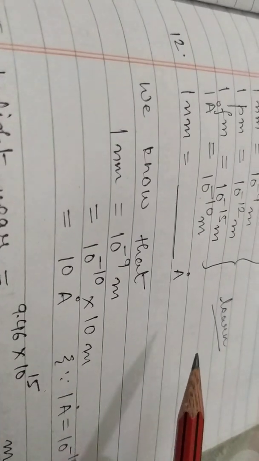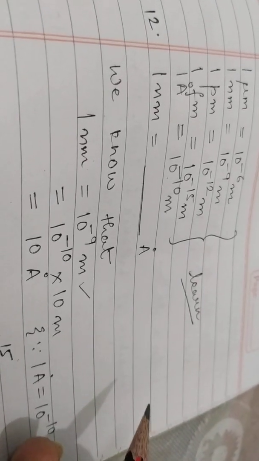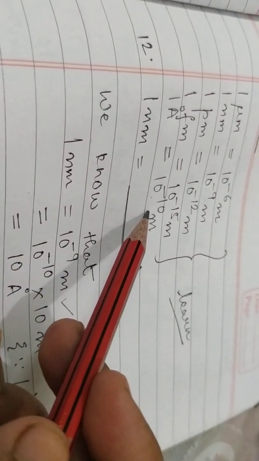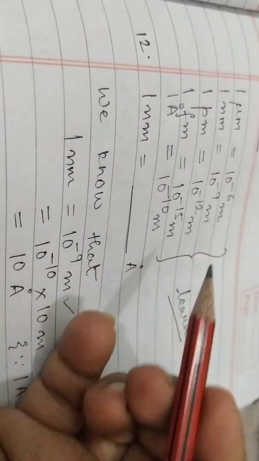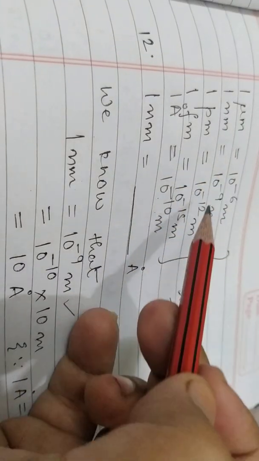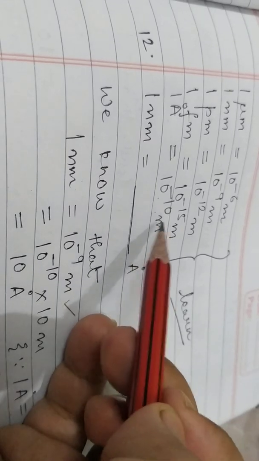This is the 12th question in your book: 1 nanometer is equal to dash angstrom. You will be knowing this, you will learn it. 1 nanometer is equal to 10 to the power minus 9 meter. Now you know that 1 angstrom is equal to 10 to the power minus 10 meter. These two relations you know. For this particular problem, 1 nanometer is equal to 10 to the power minus 9 meter, and 1 angstrom is equal to 10 to the power minus 10 meter.